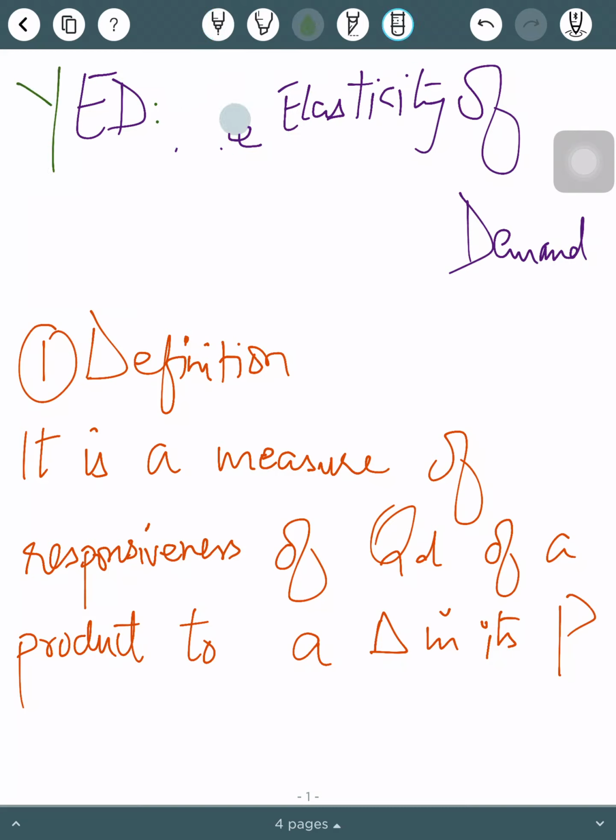YED, or income elasticity of demand. Again, we'll look at the four things that we study for any type of elasticity. The first one of them being definition. For PED, we said it's a measure of responsiveness of quantity demanded of a product to a change in its price. For YED, there would be just one change. Instead of its price, it will become a change in income. So the definition of income elasticity of demand is that it is a measure of responsiveness of quantity demanded of a product to a change in income of the people.